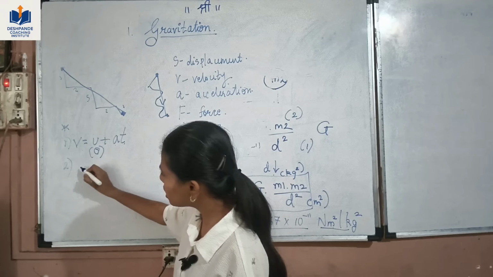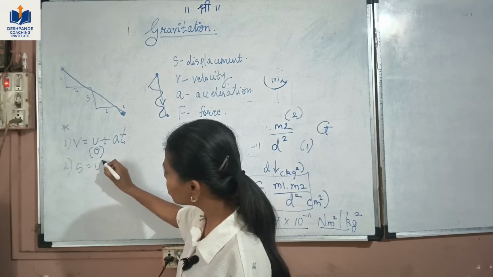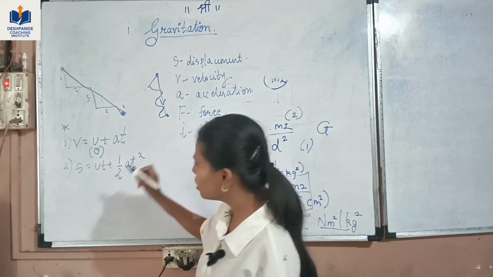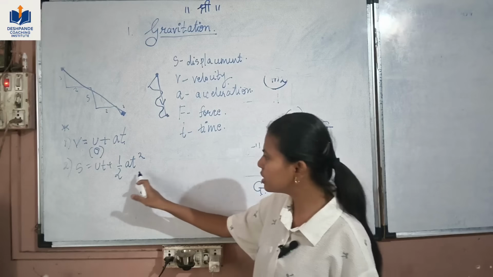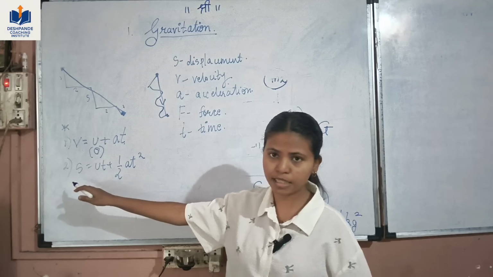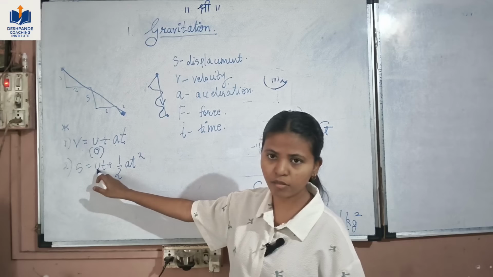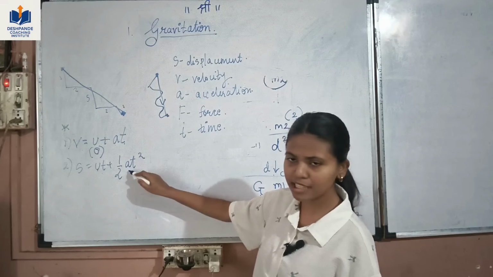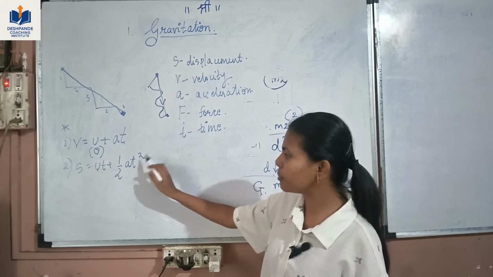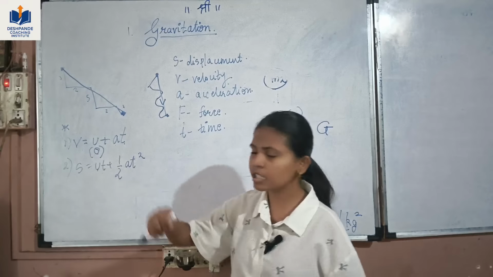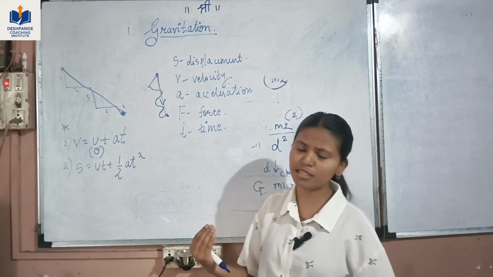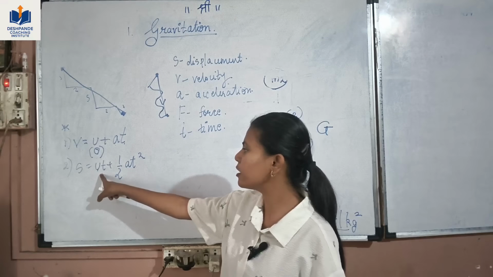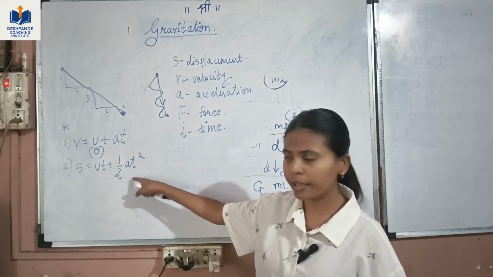The second equation is S is equal to UT plus half AT square. So all the nomenclature in this equation are clear, I guess. S is the displacement, U is the initial velocity, T is the time, plus half AT square. A is the acceleration and T square is the time squared. And S is displacement. So when we have to find any displacement in any problem, we use this formula when we have the initial velocity, acceleration and time.